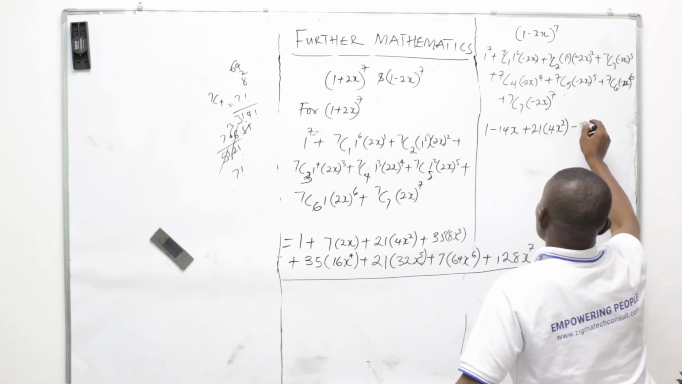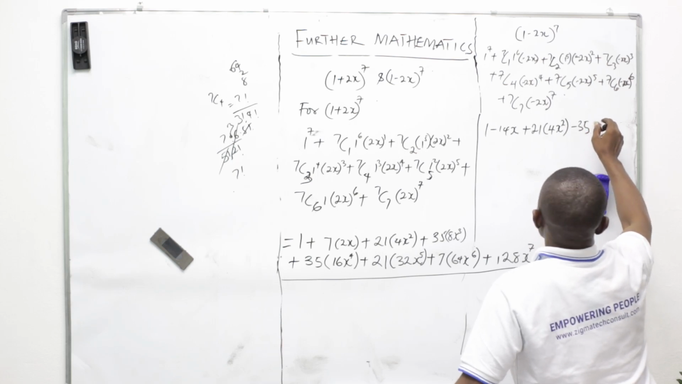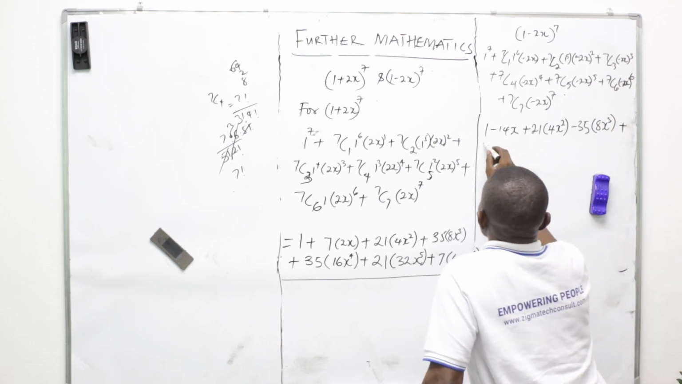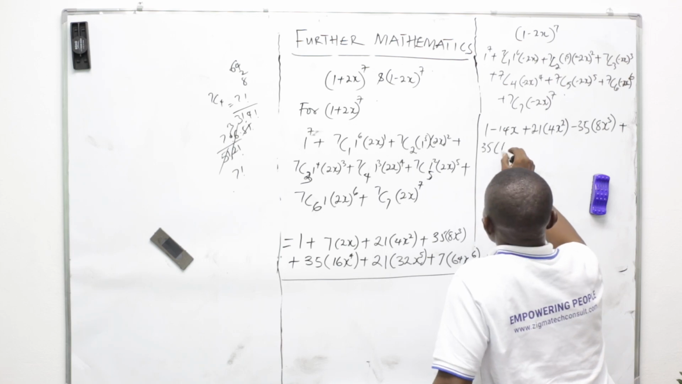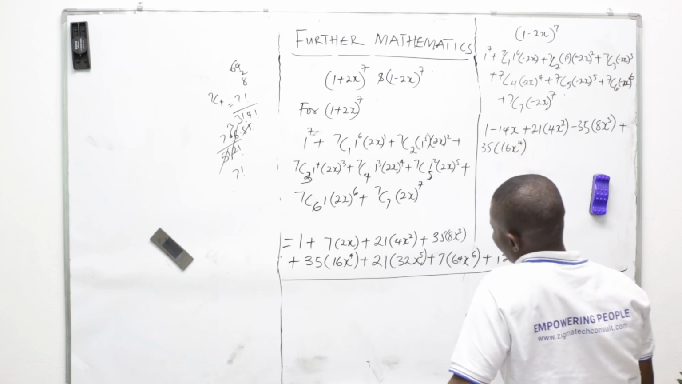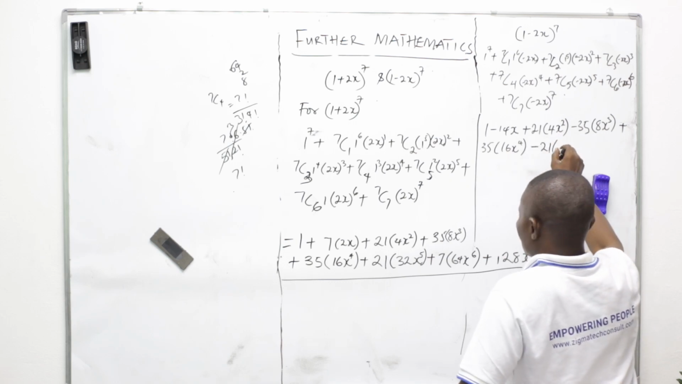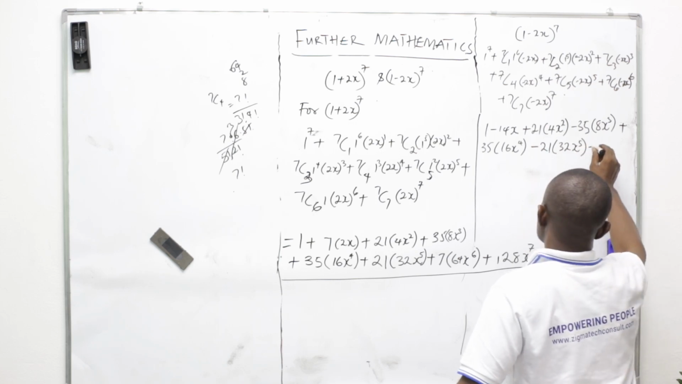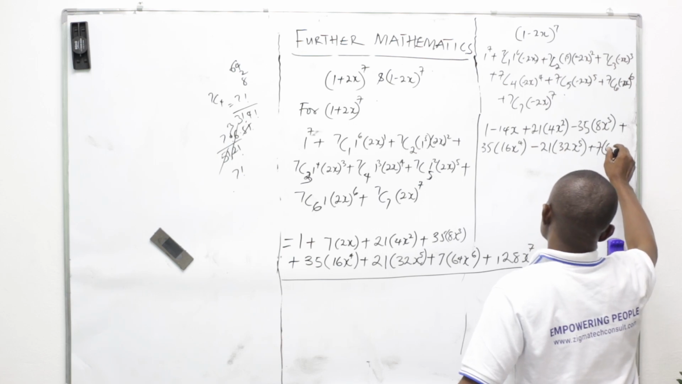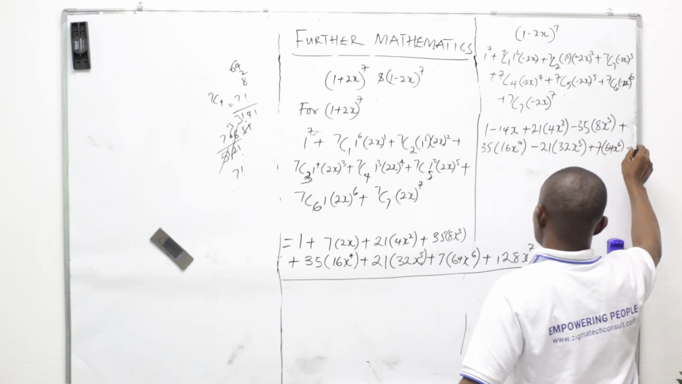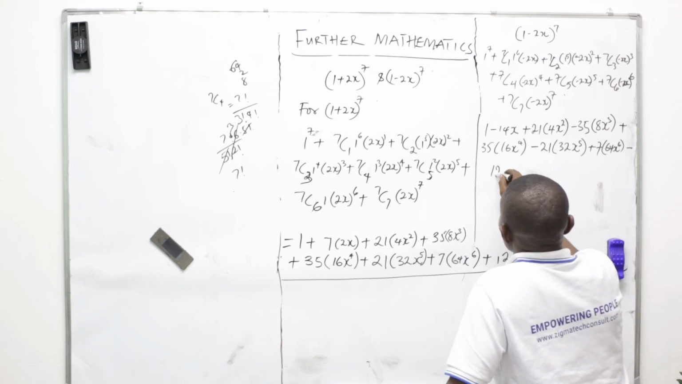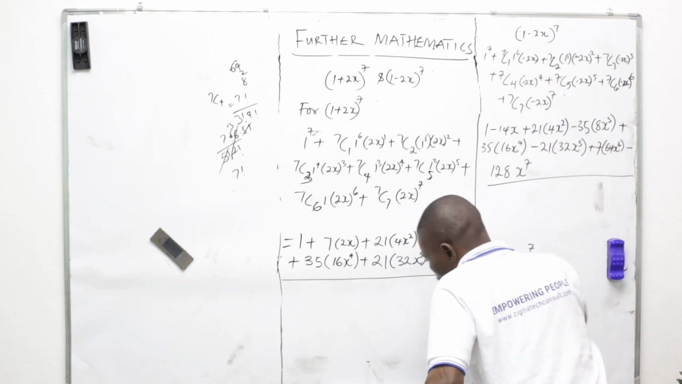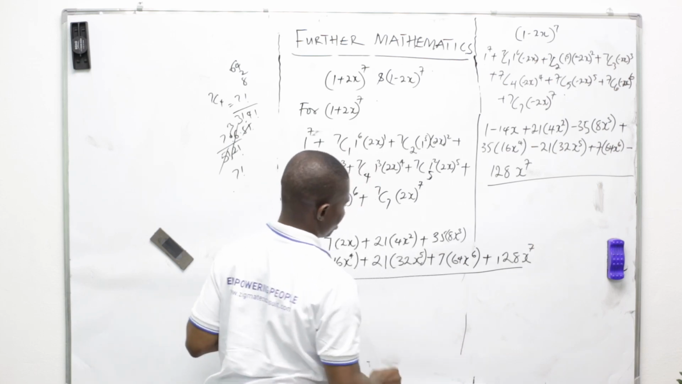Then minus 35 times 8s cubed, plus 35 times 16s to the power 4, minus 21 times 32s to the power 5, plus 7 times 64s to the power 6, minus 128s to the power 7. This is the expansion for 1 minus 2s.